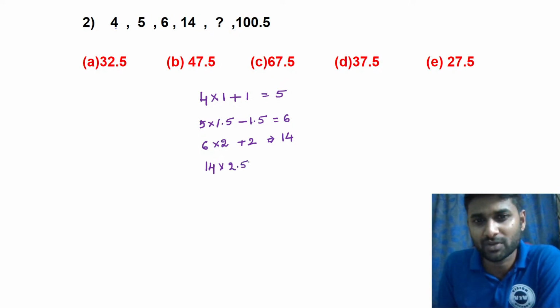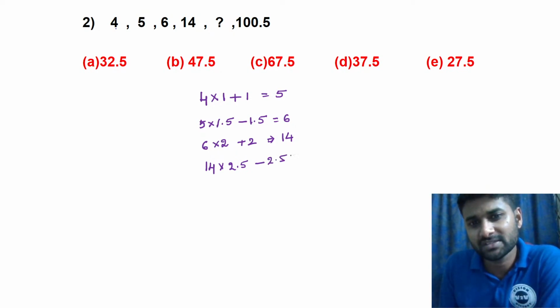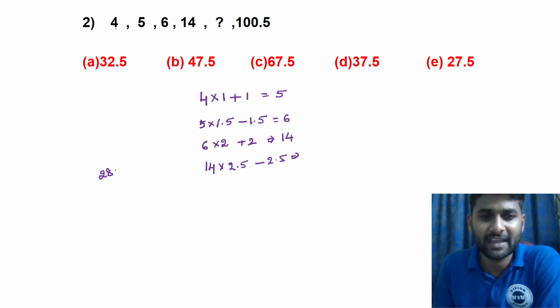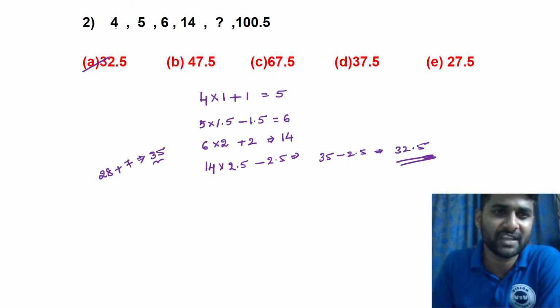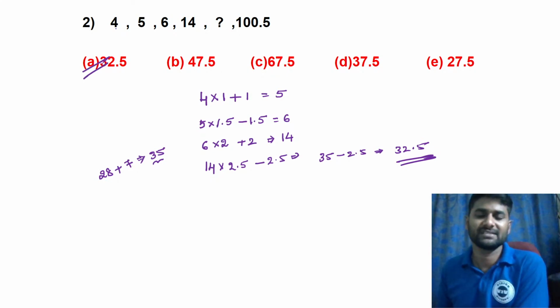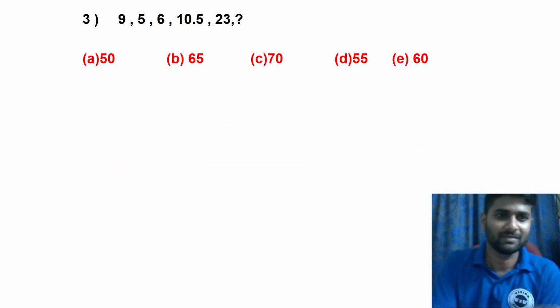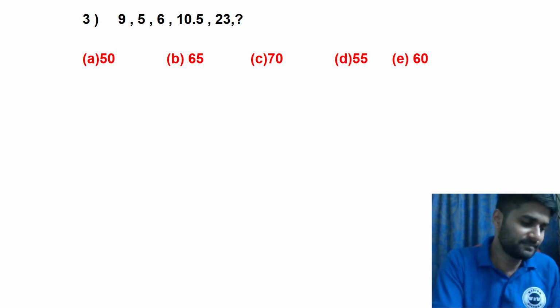Check whether it is possible or not. Again, you're going to subtract 2.5 units. Now see, 14 to 28, and half of 28 is equal to 7. If you add those two numbers, it becomes 35. If 35 minus 2.5, the result becomes 32.5 units. Now you can see option A. You can choose A as the correct option. Right, next question.